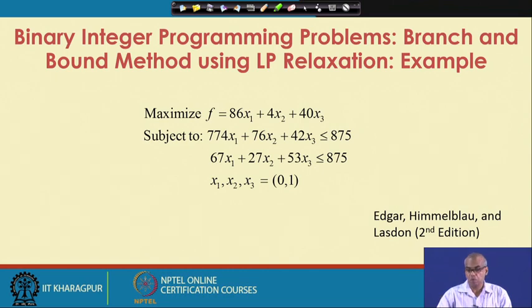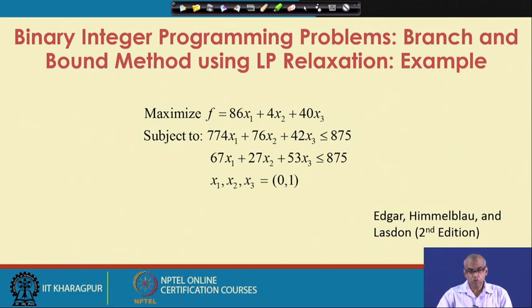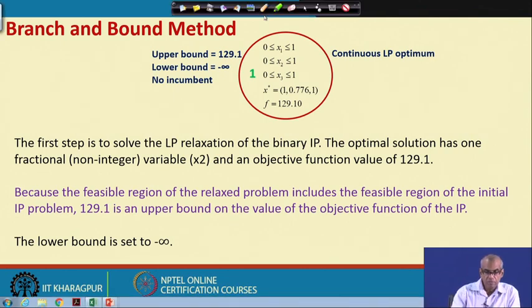So, you have been given a linear programming problem. What is the first step? The first step is to solve the LP relaxation. So, the first step is to solve the LP relaxation of the binary integer programming problem. Note that this is a binary integer programming problem. All x1, x2 and x3 can take either 0 or 1.